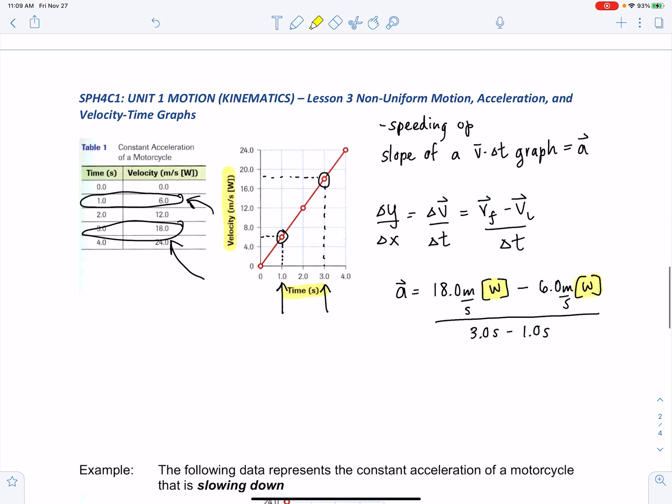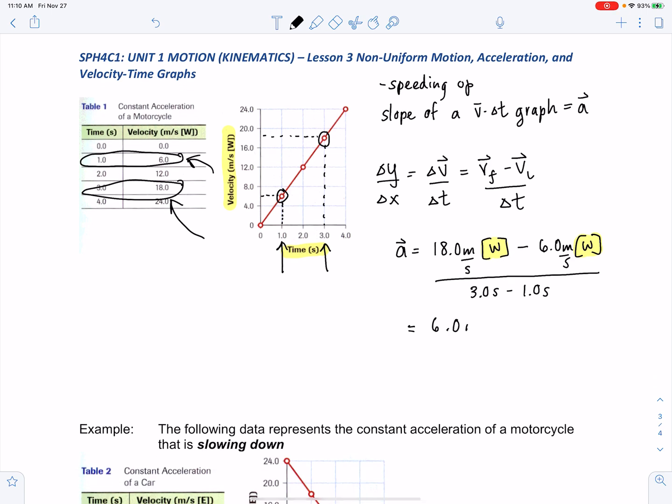Okay, let's punch these into our calculator. 18.0 meters per second west minus 6.0 meters per second west divided by 3 minus 1. We end up with 6.0 meters per second squared west. So we found the acceleration of this object by finding the slope of a velocity time graph. In fact, that's a very important thing to remember, that the slope of a velocity time graph gives you the acceleration. So write this statement here and highlight it so that you can remember it when you're looking over your notes.